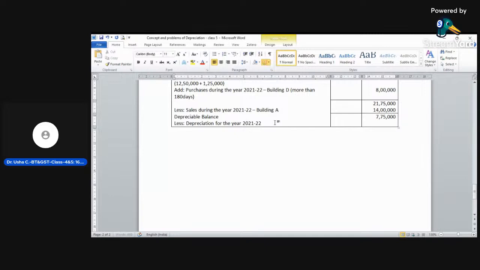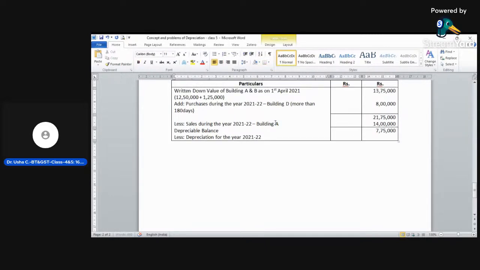Here you can say all the assets which are purchased during the year is put to use for more than 180 days, so full rate of depreciation can be charged on the amount left. What is the rate of depreciation? It is at 10%. 10% of 7,75,000 means 77,500. So deduct 77,500 from this.